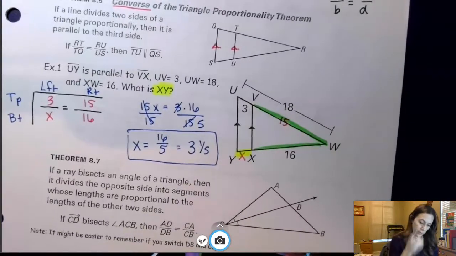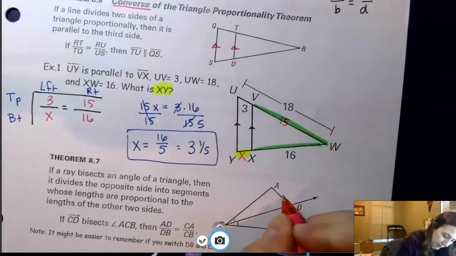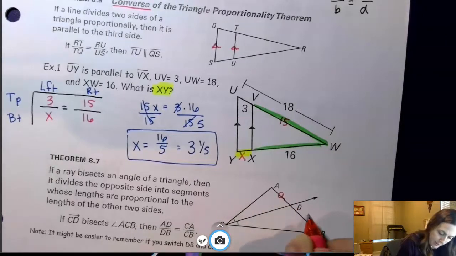Okay, here's another rule. This one, again, I'm going to put some letters in here. I'm going to call this A. I'm going to call DB B.